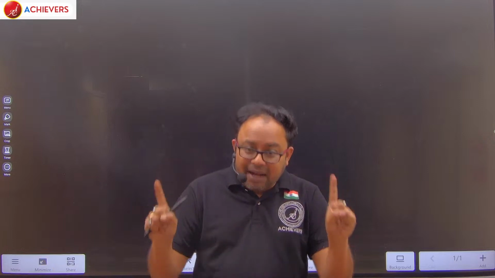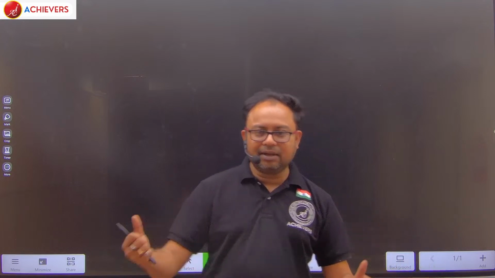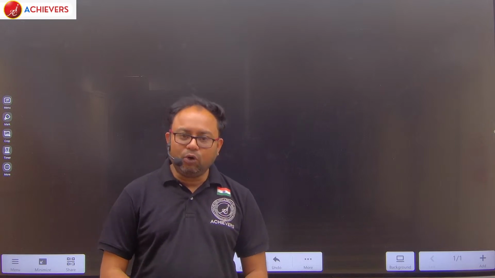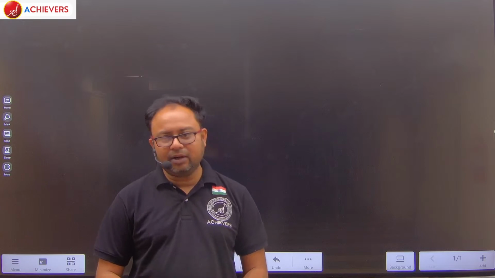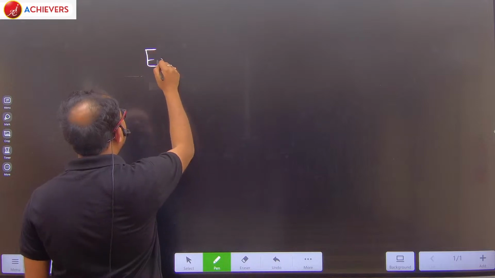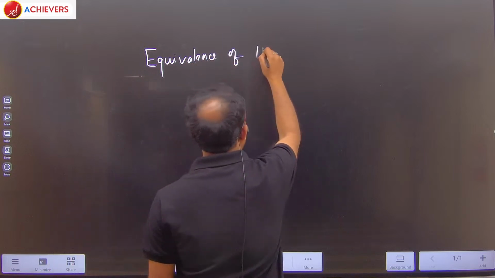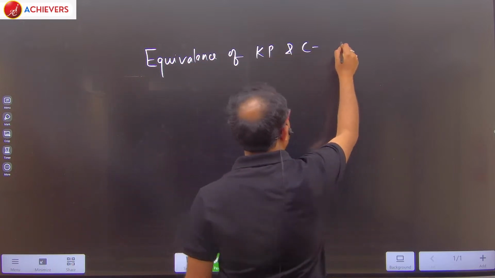So this similarity depicts that there must be an equivalence between these two thermodynamic devices, the engine and the refrigerator, and thereby there must be an equivalence between the Kelvin Planck and the Clausius statements. So in this lecture, we'll be discussing the equivalence of KP and C statements.